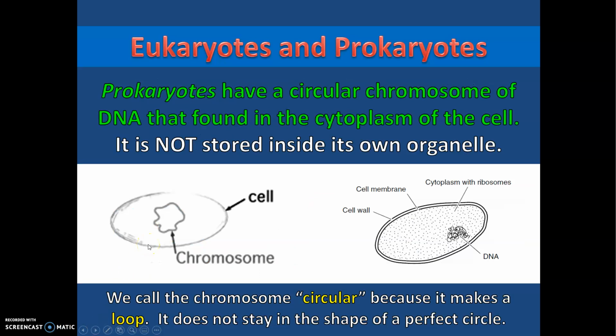So prokaryotes or prokaryotic cells will have their circular chromosomes of DNA that are found in the cytoplasm of the cell. So here we can see in this drawing of a prokaryotic cell, the DNA is kind of just out in the cytoplasm. It doesn't have its own membrane or anything protecting it or encapsulating it. It's just there. Here we have another example of a prokaryotic cell. And we call the chromosome circular because it makes a loop. It doesn't mean that it's actually a perfect circle shape. It's just looped.